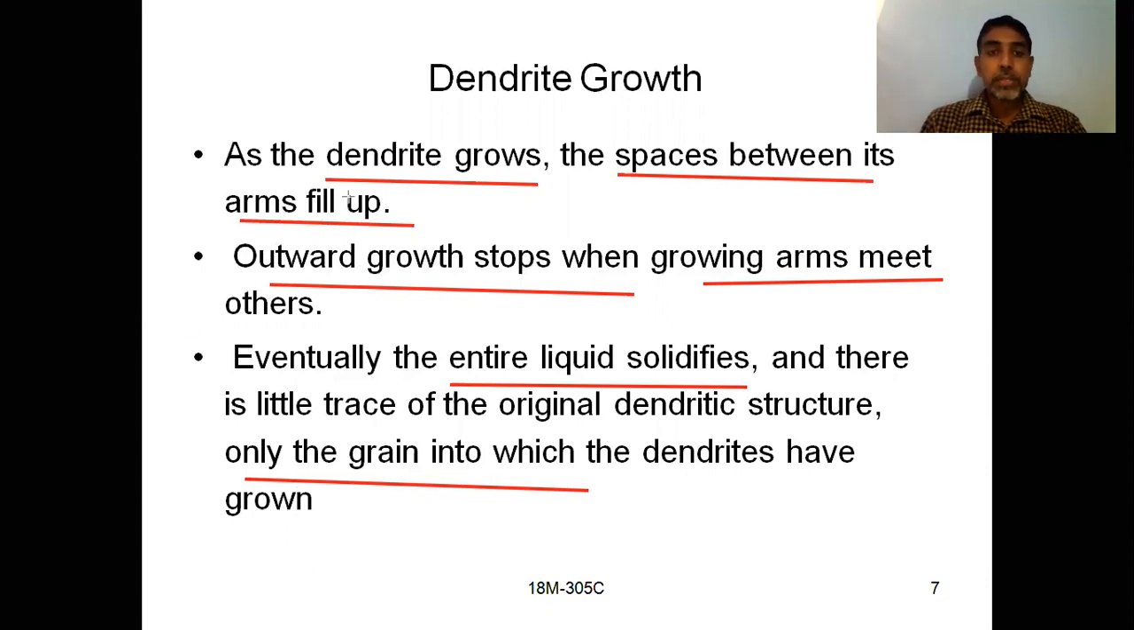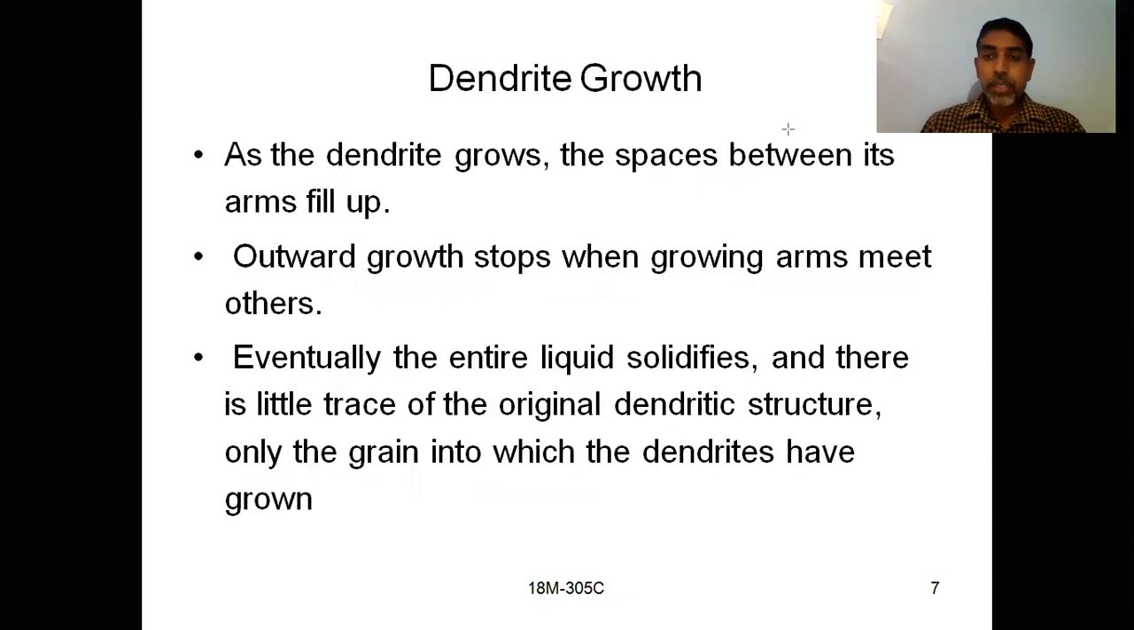So if you observe here, initially a nucleus is formed, and the grain growth will start in the dendritic form, a tree-like structure. The space between its arms is filled as it grows, and the outward growth stops when the arms meet each other. And when the complete liquid solidifies, what will happen? You will have small traces of the original dendritic structure, and complete growth will be obtained. In this way the dendritic growth is done.